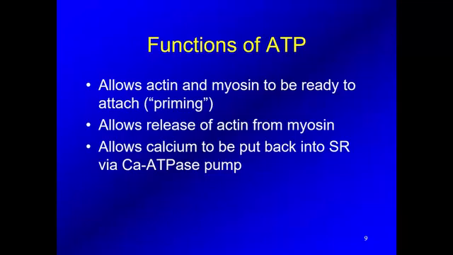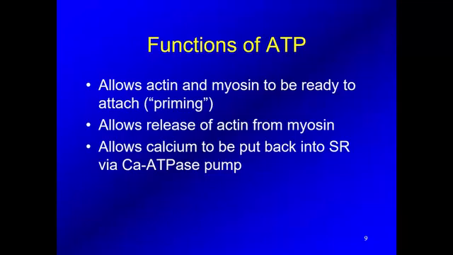Second thing, it allows the release of actin from myosin. When you want muscle relaxation, another ATP must bind in order to detach it. In fact, that's why you get rigor mortis when somebody dies, or when an animal dies. There's no ATP, the actin and myosin can't release, and it causes muscle contraction or stiffness.